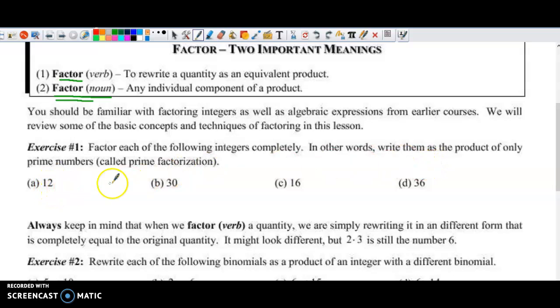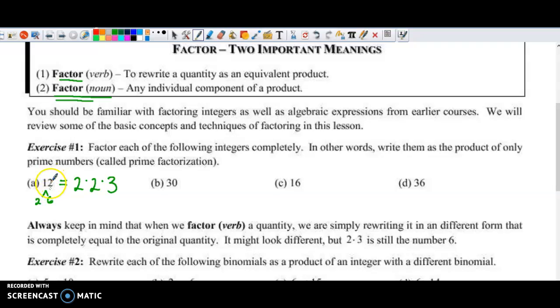prime number as a product of, this is composite, I guess I should say, and we can rewrite this as the product of only prime numbers. So what I'm getting at is that you could rewrite 12 not just as 2 times 6, because 6 is not a prime number, but you could rewrite 6 as 2 times 3, and that's what we're looking for.